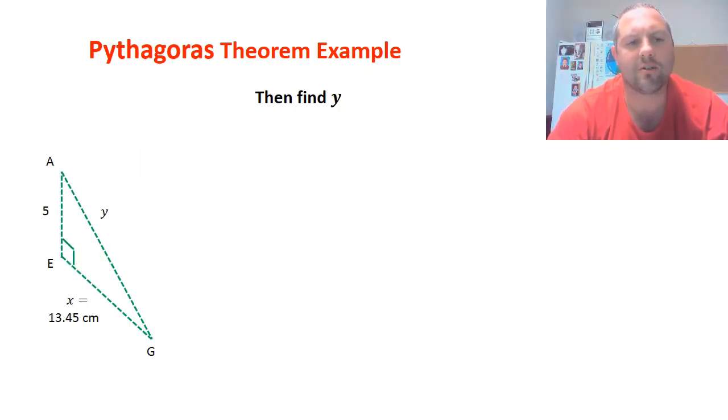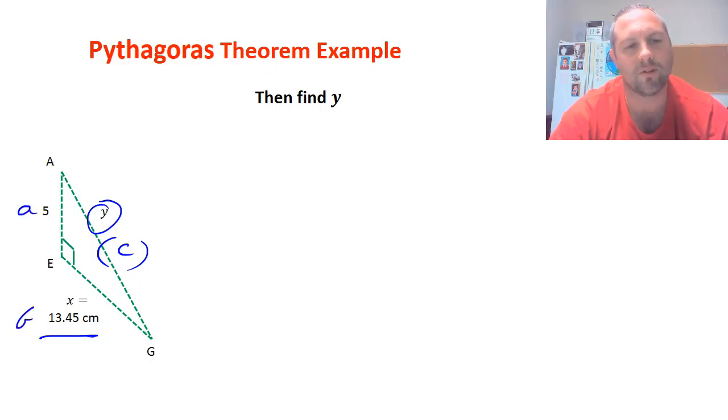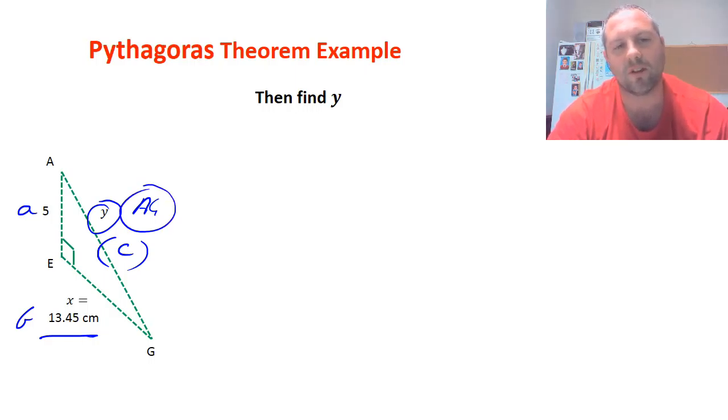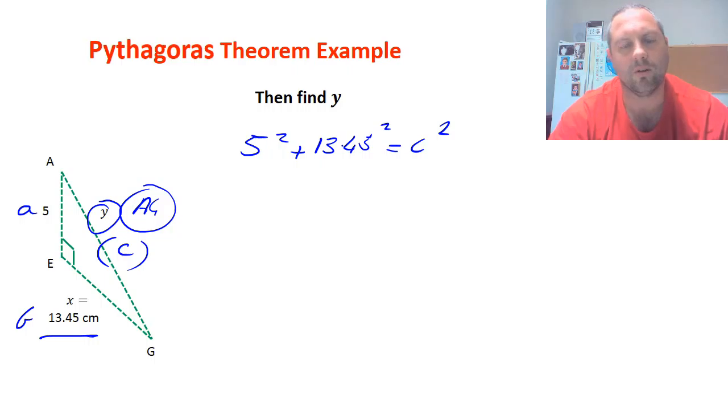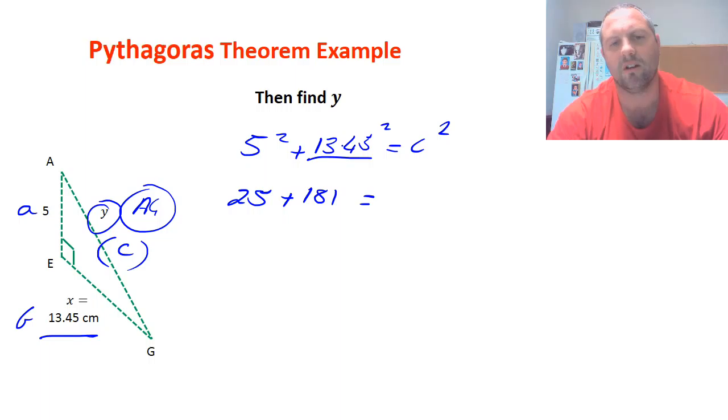Now that you have found what our X is at 13.45, we're able to find what our Y is, or our C. So we're going to label it again. We've got A equals 5, B equals 13.45, and our AG, or C, is what we're looking for. So we're going to substitute that into our rule. So 5 squared plus 13.45 squared equals C squared. We're going to add that together. So 5 squared equals 25. Now, in the previous part we said 13.45 squared was actually 181. So we're going to put that in and add those together, and you get 206.